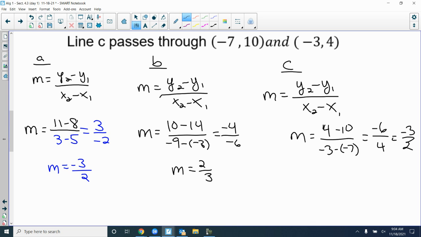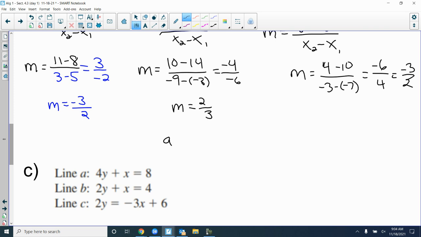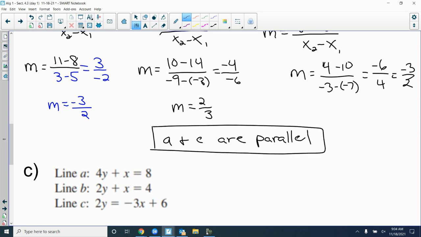All right, what lines are parallel? As we look at that, Gavin, what lines are parallel, if any? A and C are parallel. Good. And so you need to write down somewhere A and C are parallel. Okay, for that one.